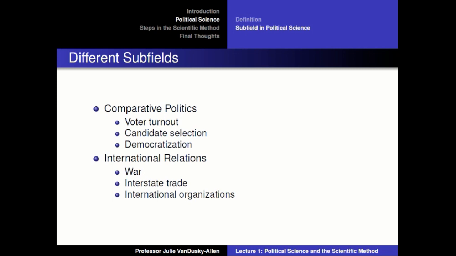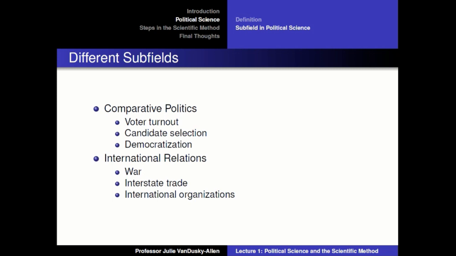Comparativists also study topics such as candidate selection across countries. They try to explain why party leaders in some countries have more control over candidate selection than party leaders in other countries do. Another field of study is democratization. Political scientists who study democratization try to explain why some non-democratic regimes are more likely to become democracies and why some are not.